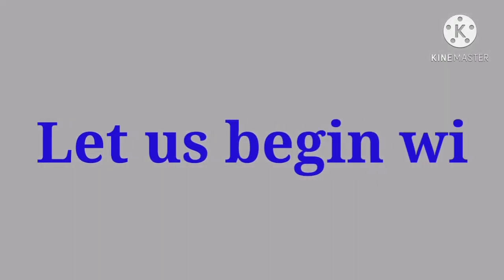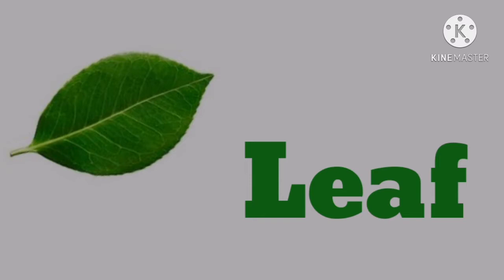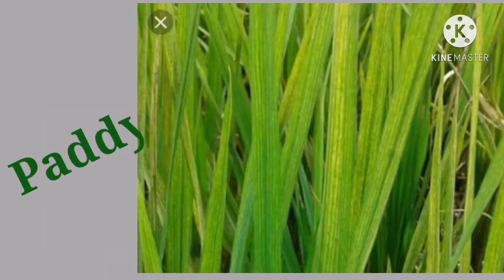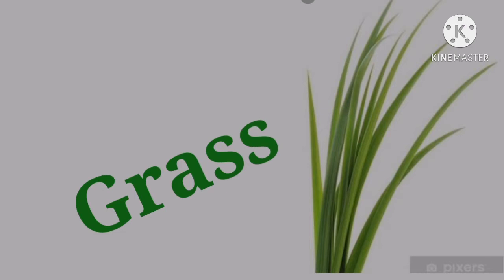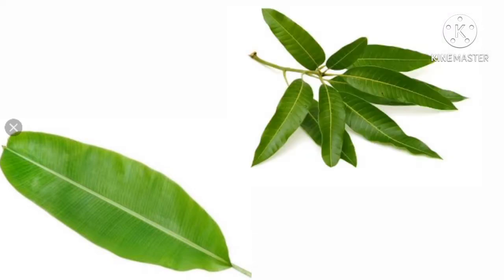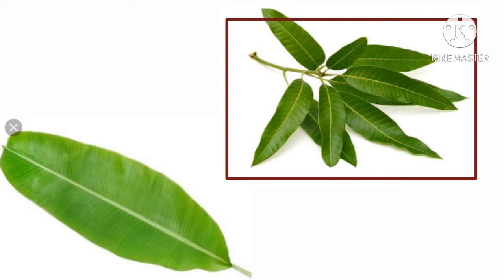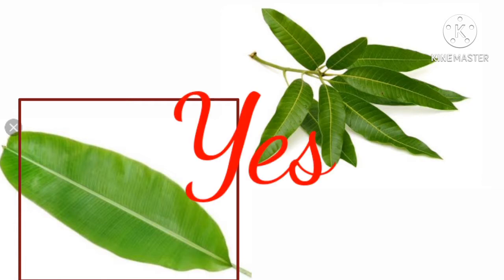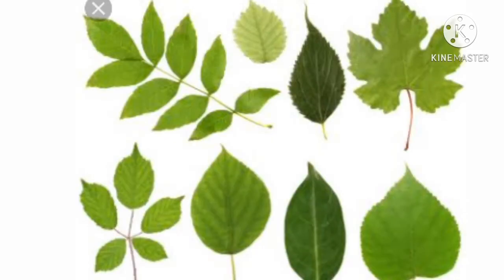Okay, now let us begin with leaf. Children, you all have seen leaves of different plants like banana plant, coconut plant, hibiscus plant, grapevine, papaya plant, paddy plant, leaf of grass, etc. Do they look similar? No, right? Children, look at the leaf of a banana plant and the leaf of a mango plant. Mango plant's leaf is smaller than the leaf of a banana plant. Right? Yes.